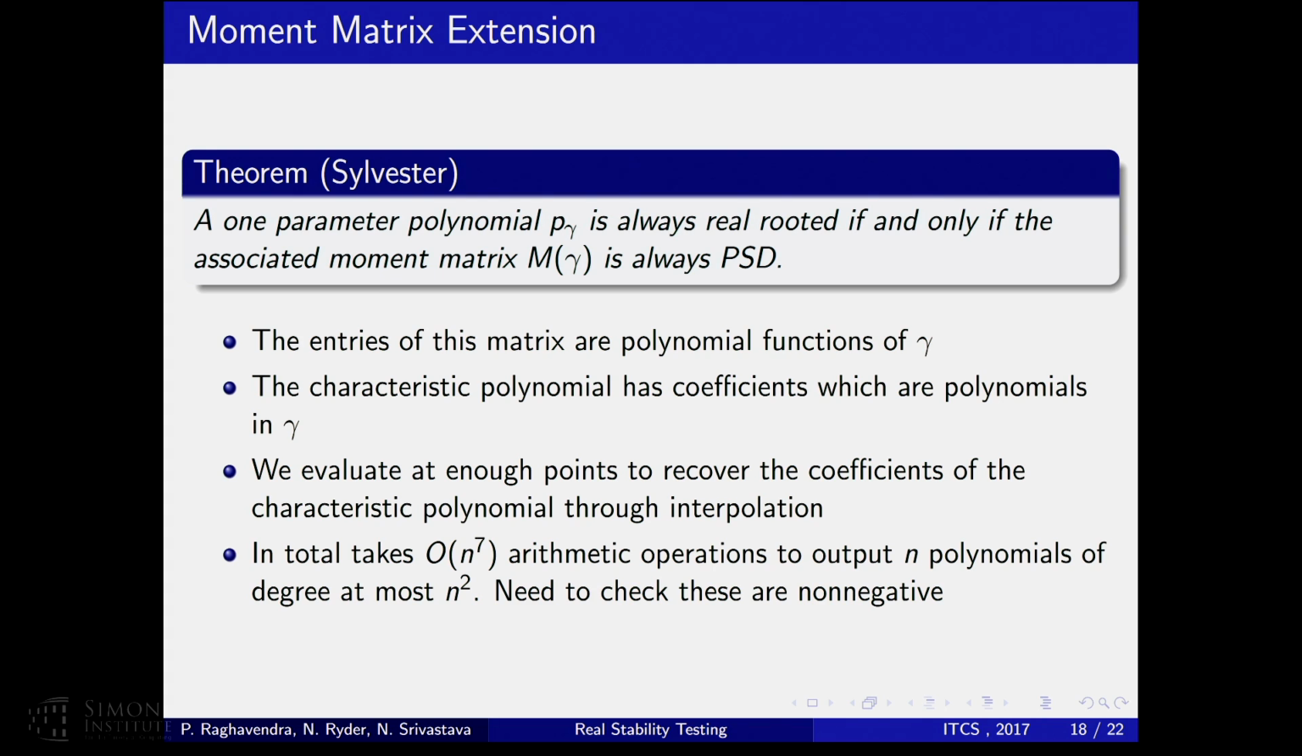To recover them, we just use interpolation. And so this method takes O(n^7) arithmetic operations to output n polynomials of degree at most n^2, which we need to check are non-negative.